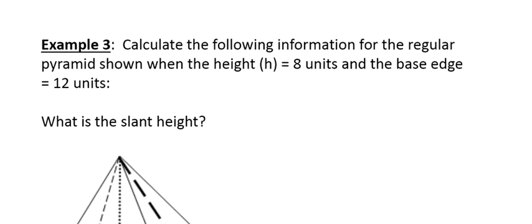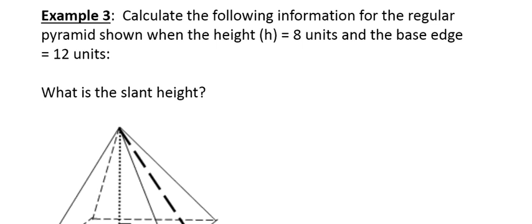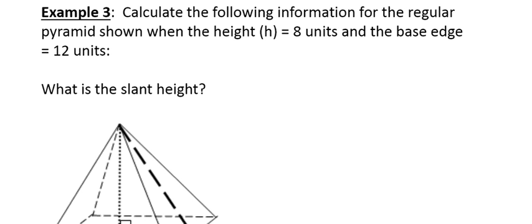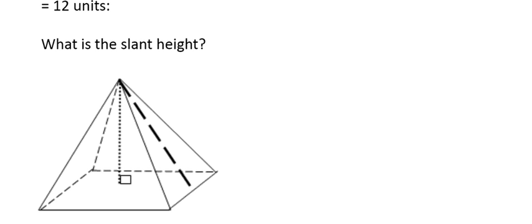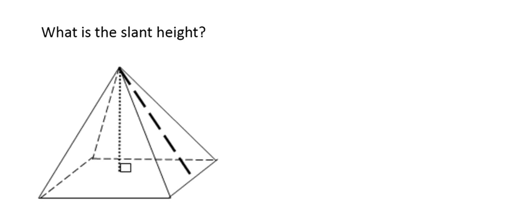This one too, they're giving us a regular pyramid. They're telling us that the height is 8 units, that the base edge length is equal to 12 units, and they want us to find, first of all, the slant height. So I'm going to go ahead and label my pyramid with the information that was provided to us in the problem. So the height is 8 units. The height is going to be the distance from the vertex down to the center of the pyramid. So that green line segment there is 8 units.